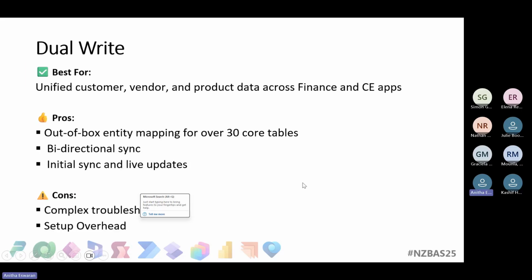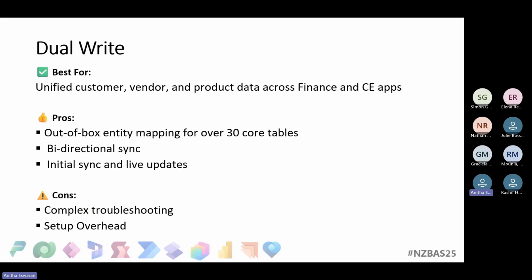Next one is dual write. It is for real-time synchronization between FNO and Dataverse, where for instance, it has unified customer, vendor, and product data across the finance and CE apps. What does it mean? All these entities, for instance the customer, vendor, and other core entities, are shared seamlessly across finance and customer engagement applications. So scenarios like quote to cash, prospect to customer, and vendor onboarding can be achieved without any manual intervention. Once you configure, everything will be seamless.